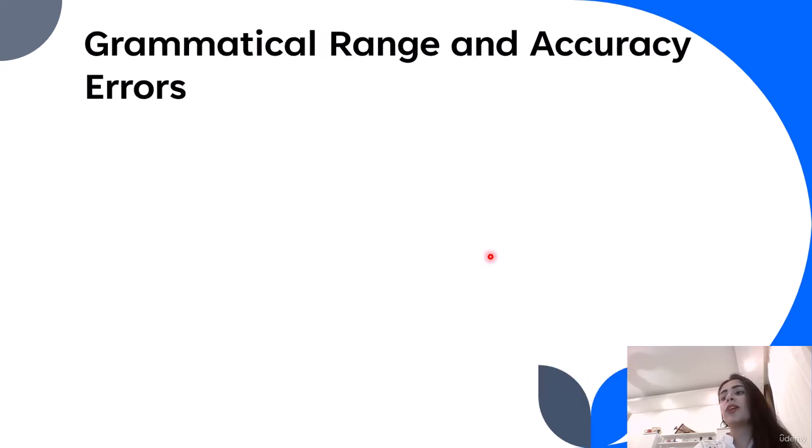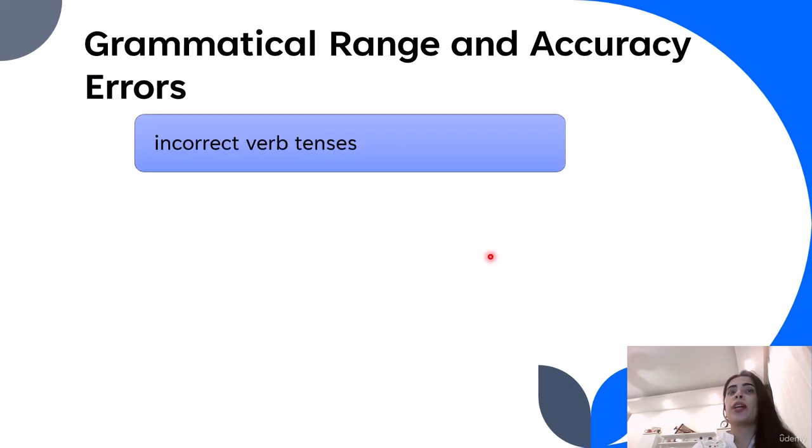Finally, let's address the grammatical range and accuracy. This is where many students struggle, especially with complex sentence structures. One common mistake is incorrect verb tenses. For instance, if you're describing a process, make sure you use the correct tense throughout.